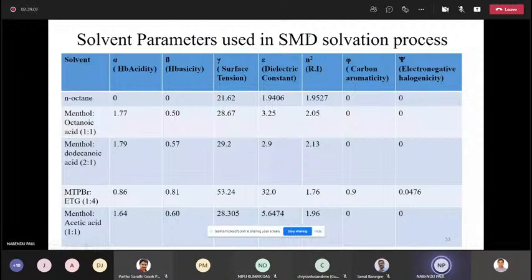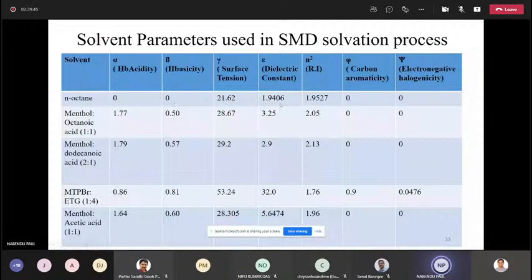In the SMD solvation process, we need to give some parameters as input to run the Gaussian optimization. These are the parameters: H bond acidity, H bond basicity, surface tension, dielectric constant, the refractive index n, so n squared is required, carbon aromaticity and electronegative halogenicity. So all these properties need to be calculated first. Then we input those properties, those variables, in the Gaussian system, and then we run the solvation.